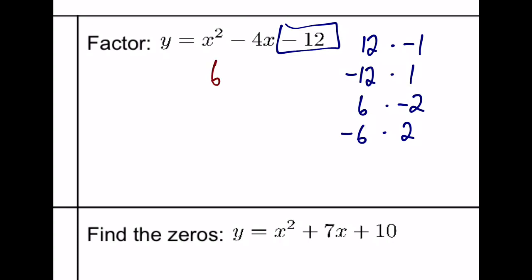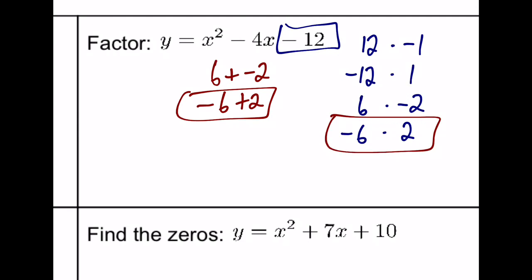If you said 6 plus a negative 2, you'd be wrong. If you said negative 6 plus 2, you'd be right. These are the factors. How do we write our answer? We write it in the intercept form. Y is equal to x minus 6 times x plus 2.